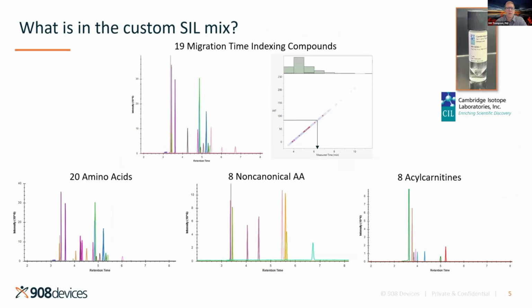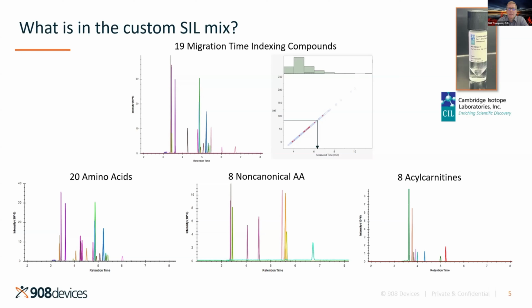So what's in the mix? Currently there are a number of main components, but two main uses. We have the stable isotope labeled internal standards. 19 of them are used as what we call indexing compounds, to correct for any migration time drift. We utilize a standard indexing approach, common in GCMS and also somewhat in reverse phase chromatography. We measure these 19 compounds, we have an index calculated for them, and all of the other unknown compounds are indexed relative to those compounds.